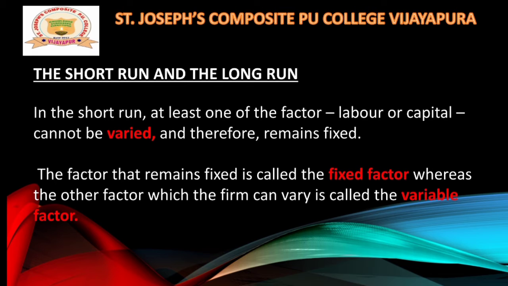See, fixed factors are those factors which remain fixed. Those factors that remain fixed or constant are called fixed factors, either labor or capital, whichever. And the other factors, other than the fixed factors, which the firm can vary, are called variable factors. So fixed means what? It remains unchanged. Varied means what? It can be changed. So that is the variable factor.